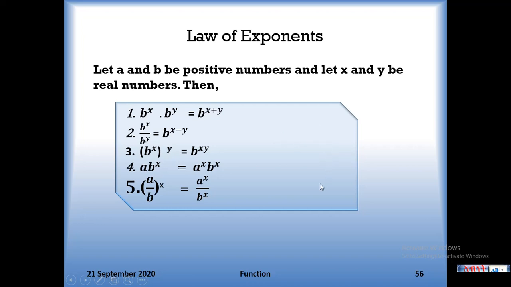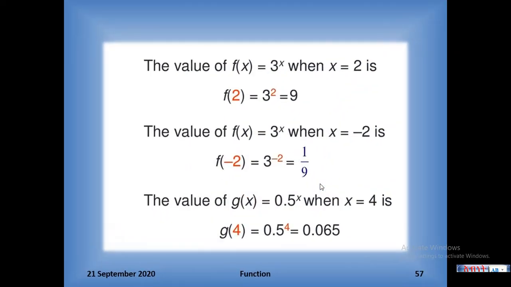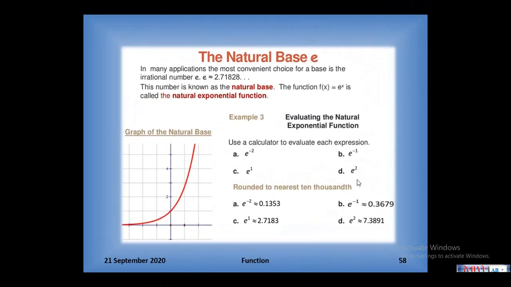Don't forget it. b to the power of 0 is what? 1. Can 0 be a base? Impossible. 0 to the power of 0 is, I think, undefined. So the value of f(x) is equal to 3^x when x is equal to, like this. It's very trivial. And 3 to the power of minus 2 means 1 over 9, because I said 1 over this. And this means this. It is very easy, by the way.